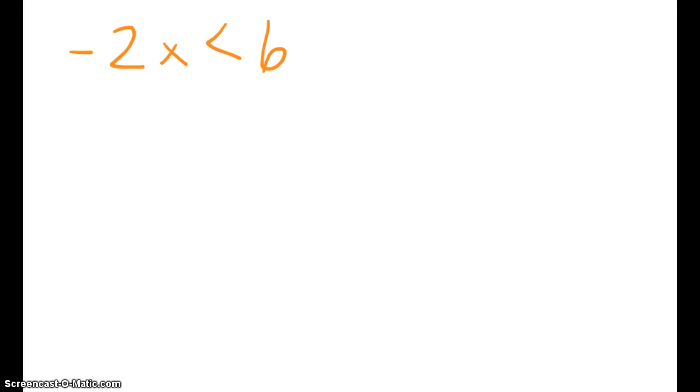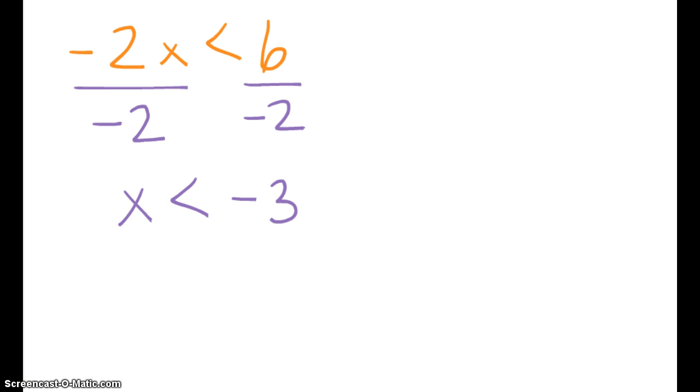Okay, now I want you to solve this inequality as if it were an equation. So what you're going to do is divide both sides by negative 2, and you get x is less than negative 3. Now let's rewrite that. Now we know that x cannot equal negative 3, but we do think that x can be any value less than negative 3.